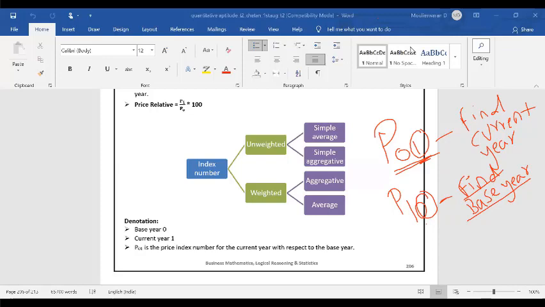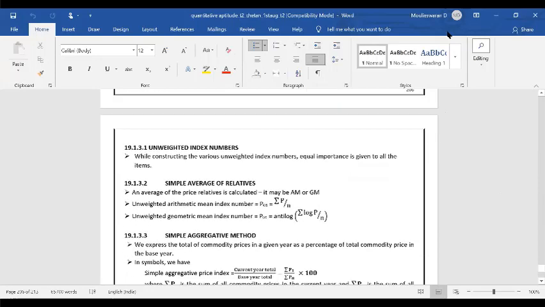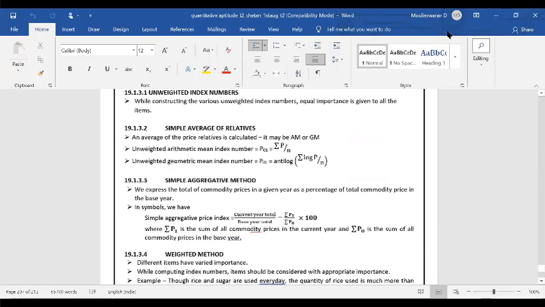Sir, P01. P01 means the second number is 1. So 1 means current year. So you are going to find out what happened in the current year, whether it increased or decreased. You need to see the second number. If it is 1, you are finding out current year. If the second number is 0, you are finding out base year. Is it okay? Yes, sir.